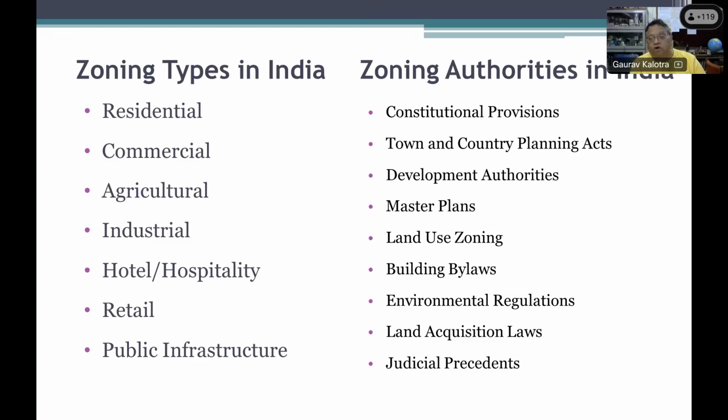Sorry, I was talking about master plans, like Delhi master plan, where they have 10 of these zones. Then there was land use zoning. This is a department which also creates zones. Building bylaws, environmental regulations, land acquisition laws, and judicial precedents. So these are the zoning authorities in India.